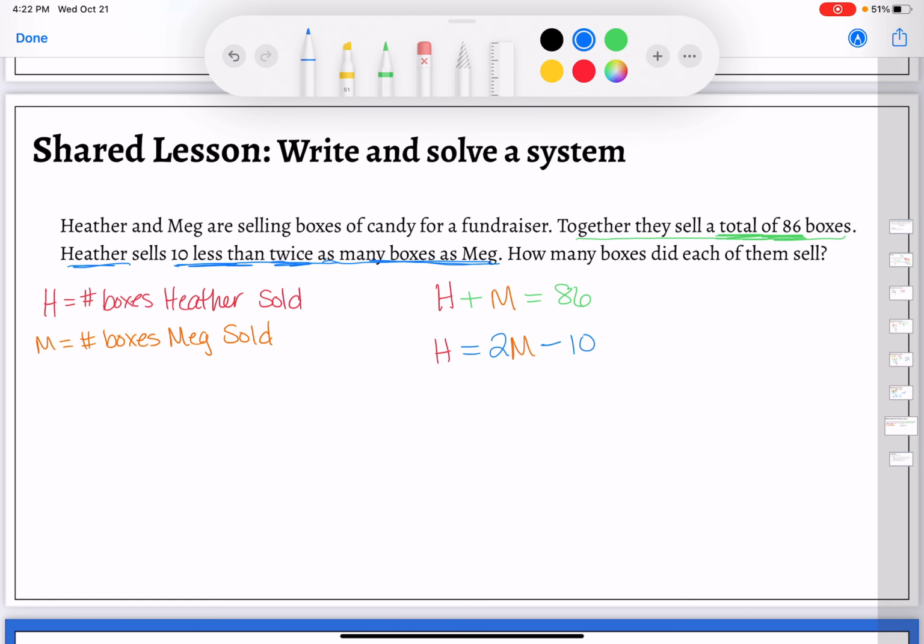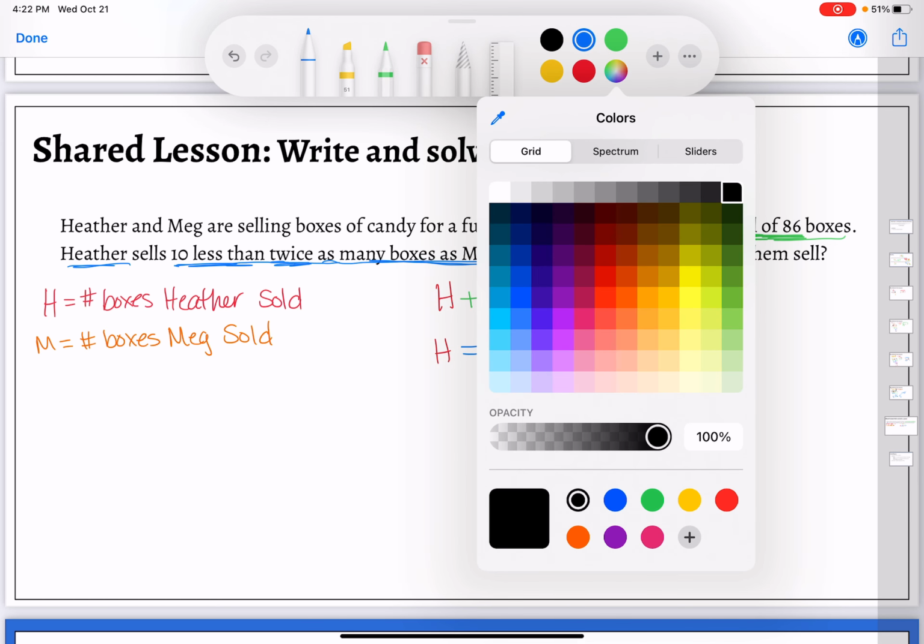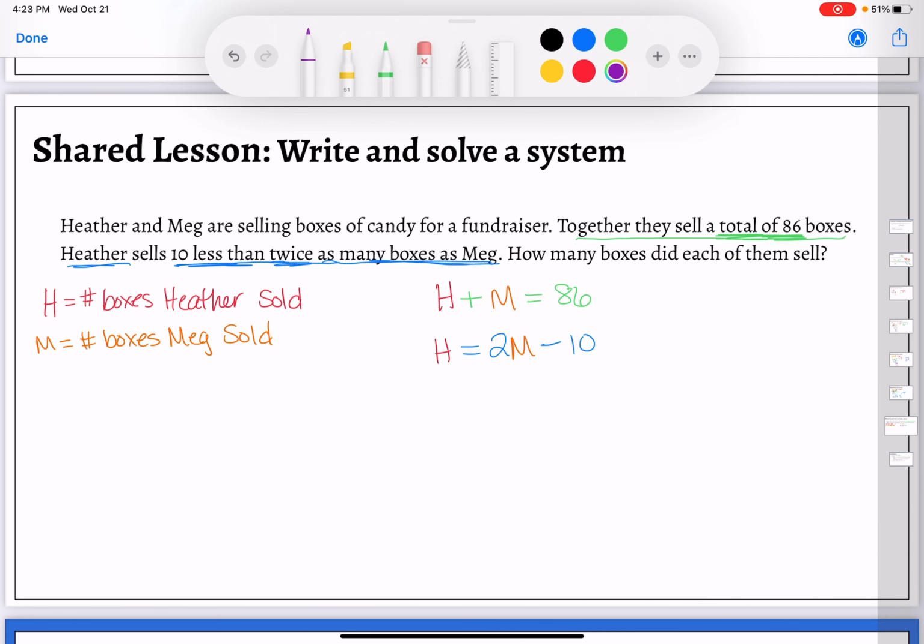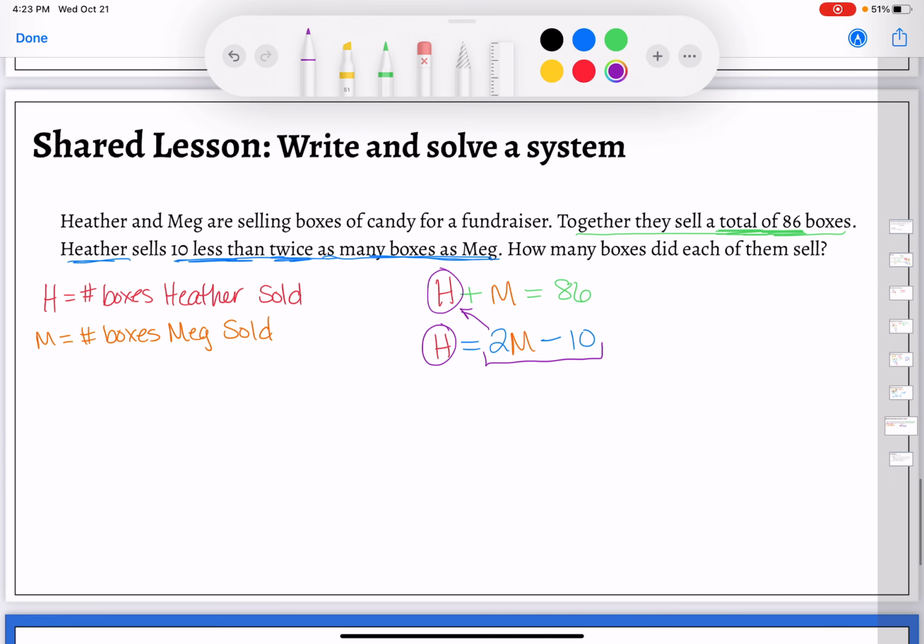All right, now I have my two equations. Hey, look at that. It's set up perfectly for substitution. I have H equals 2m minus 10, so I'm going to plug that in for H in my other equation. So I'm going to have 2m minus 10 plus m equals 86.